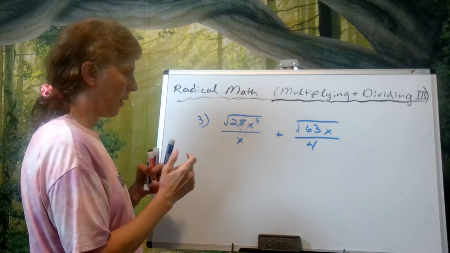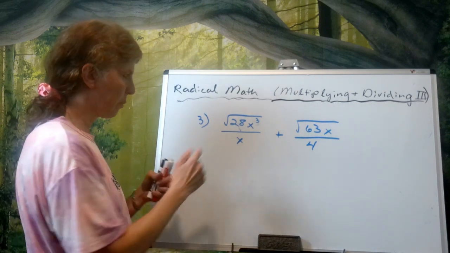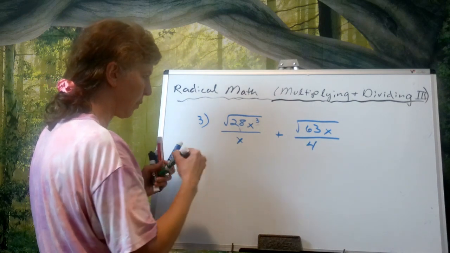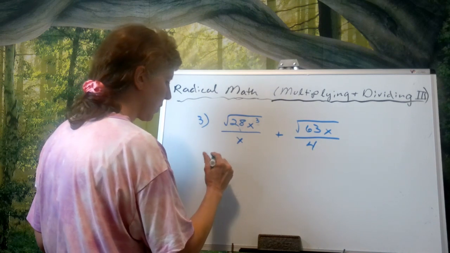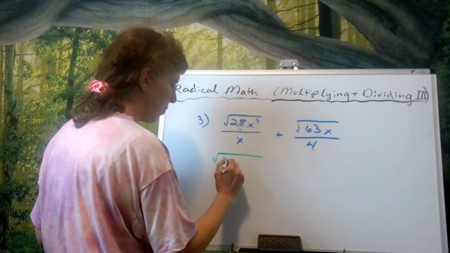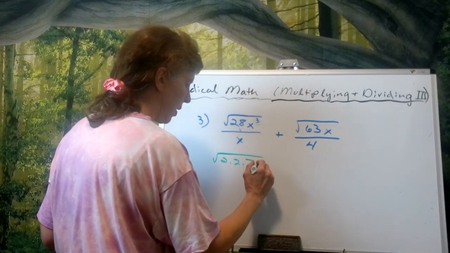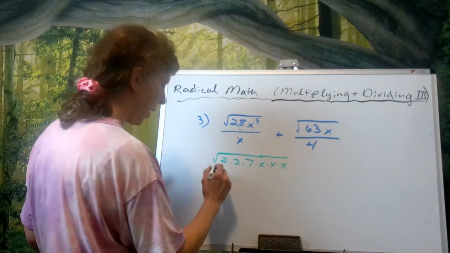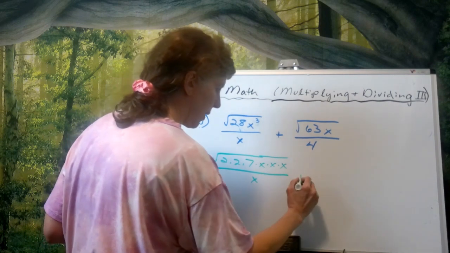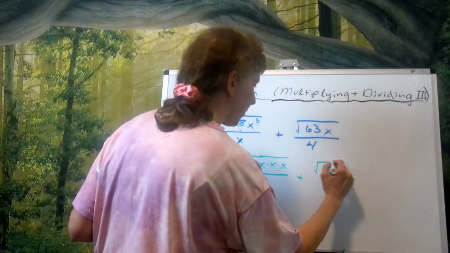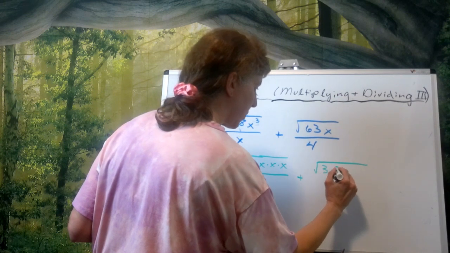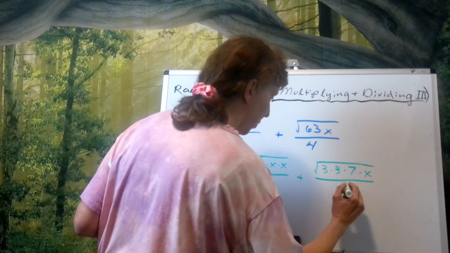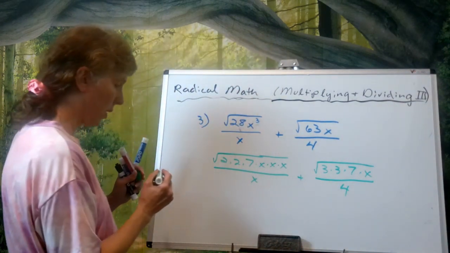So, first thing I'm going to do is jailbreak both of these guys. I'll prime factorize first so you can see what I'm doing. So that will be 2 times 2 times 7 times x times x times x, and that's all over x. Okay. And this one, I'm going to prime factorize. I get 3 times 3 times 7 times x, and it's over 4.